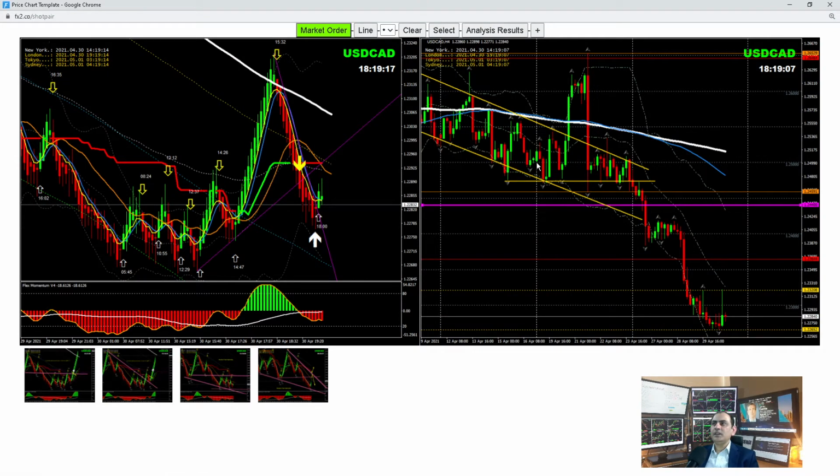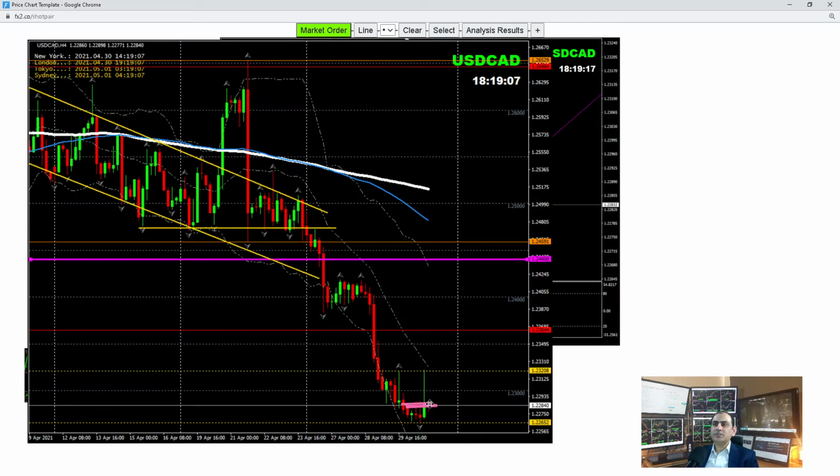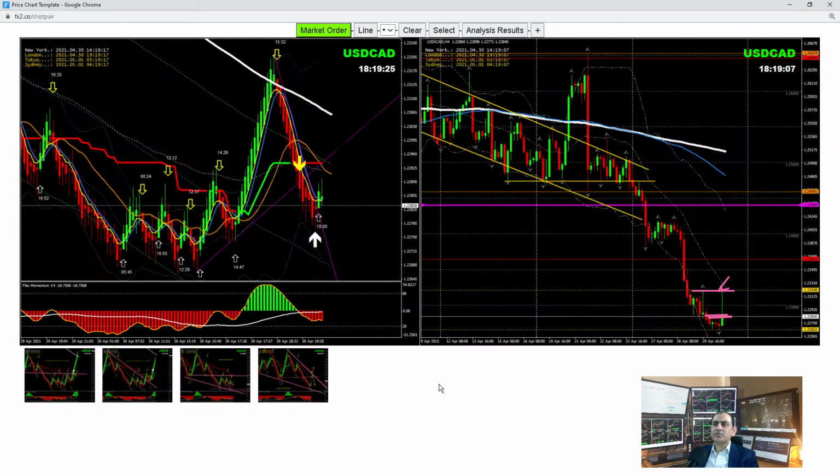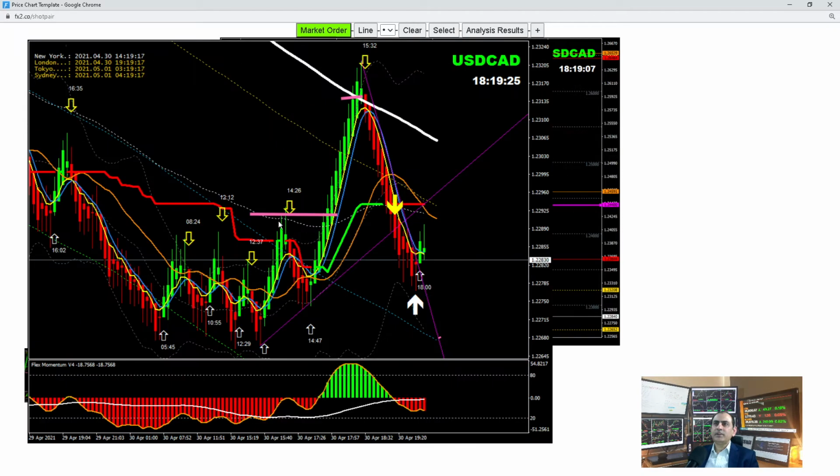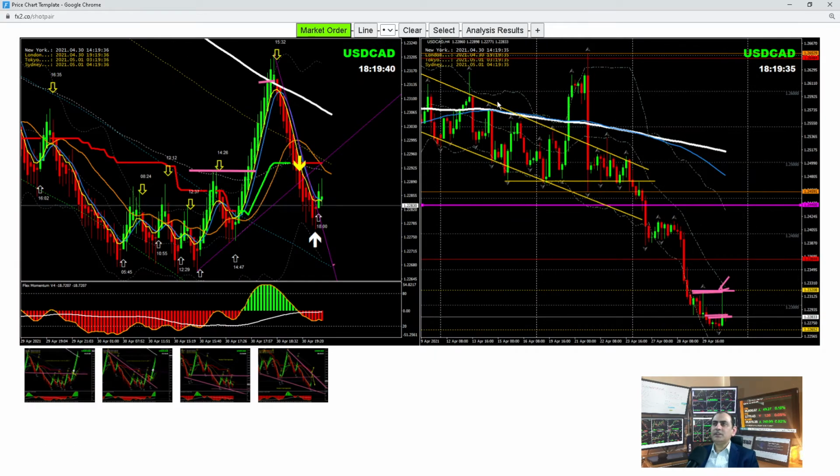That was the breakout in 4-hour. You can see this was the breakout, and as soon as the price hit this level, we announced to bank some profit, which is the 200 EMA. Technically this was the breakout, and this was the breakout, and as soon as the price hit the previous high in 4-hour, we announced to bank some profit.